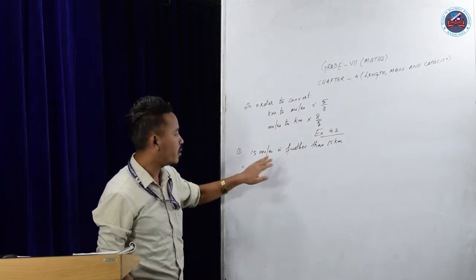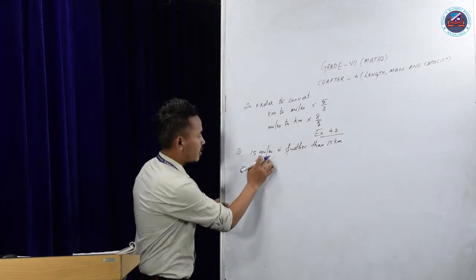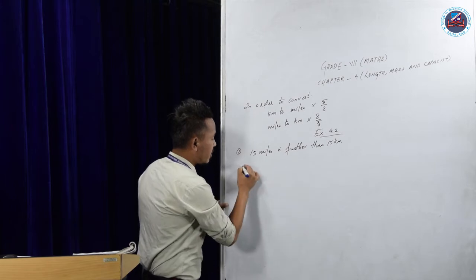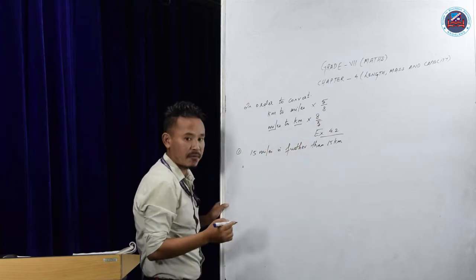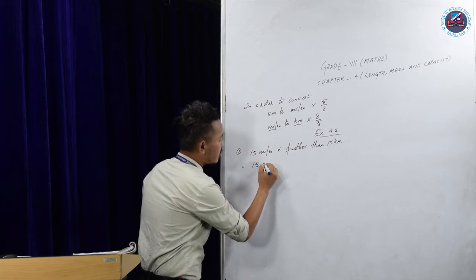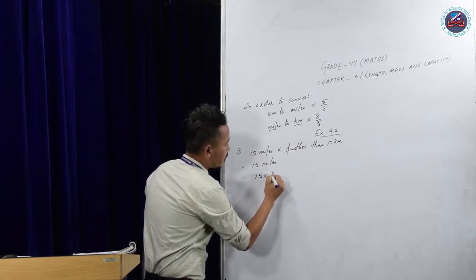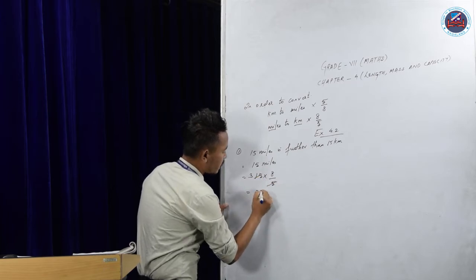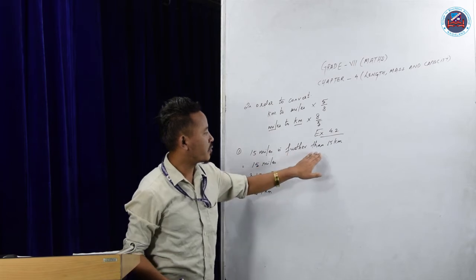So what we can do is change either of the units. Here, 15 miles, if I convert it into kilometers, let's see how much we get. In order to convert miles to kilometers, we multiply by 8 upon 5, right? So 15 miles is 15 into 8 upon 5, which is 24 kilometers.